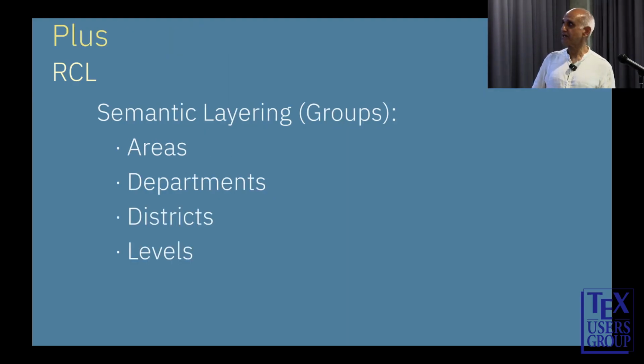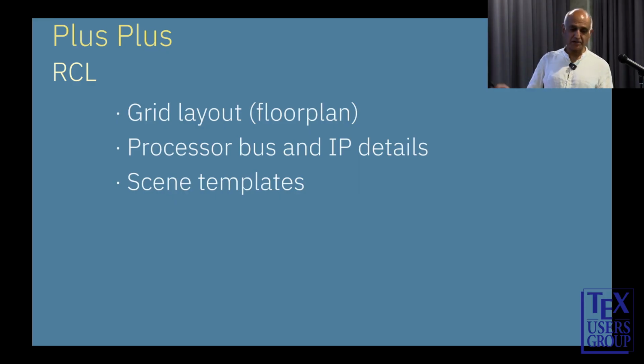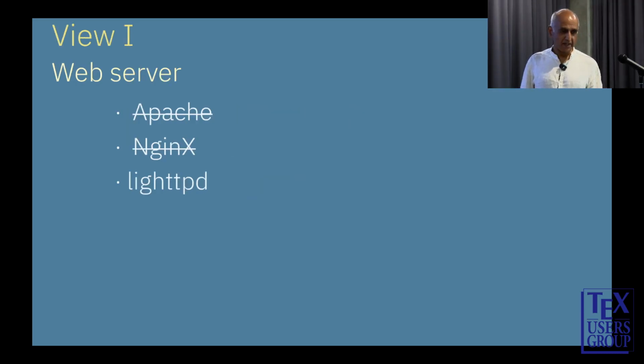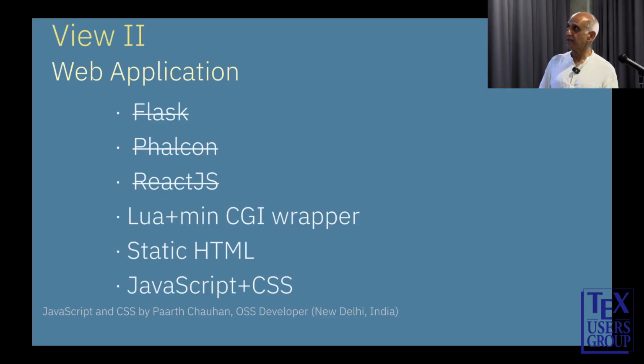Semantic layering, we've talked about this. The grid layout and processor bus details were all stored in RCL. Quickly go through the view, the rest of it, Lighty, Lua, and minimum CGI wrapper, static HTML. Going back to de-risking software, in recent years I've taken great inspiration from static site generators. There is no need to build this huge complicated edifice atop a CMS for it to come down crashing at an inopportune time.